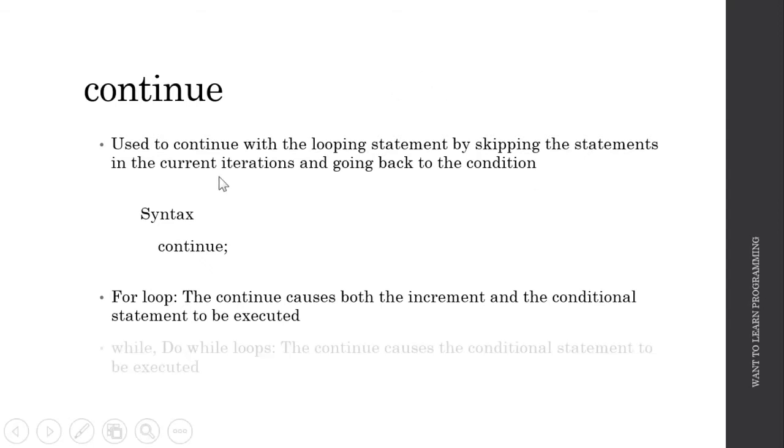But for while and do while loops, the continue statement causes only the conditional statement to be executed. As we know, the increment section is not present within the while or do while statements, so it will only check the condition. So this is the difference between the for loop and while and do while loops in the case of the continue statement.